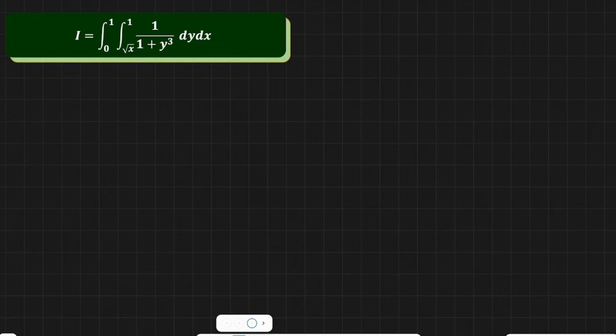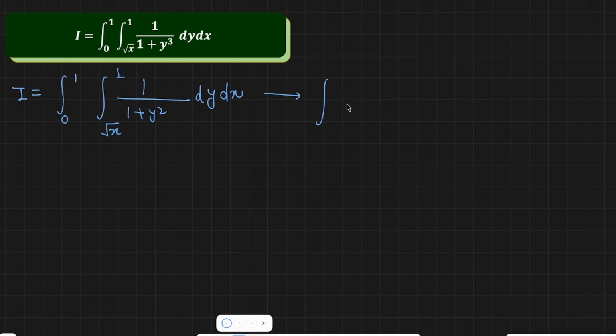Let's say I have this question. Again, it is very difficult to solve 1 upon 1 plus y cube. Here I would have to use y cube plus y cube, then I could solve like this. But instead of doing this, what can I do? Can I change the order of this? So just try to see what the graph given here is. The integral is given 0 to 1, square root of x to 1, 1 upon 1 plus y square, and this is given dy dx. Okay, now I will change like this.